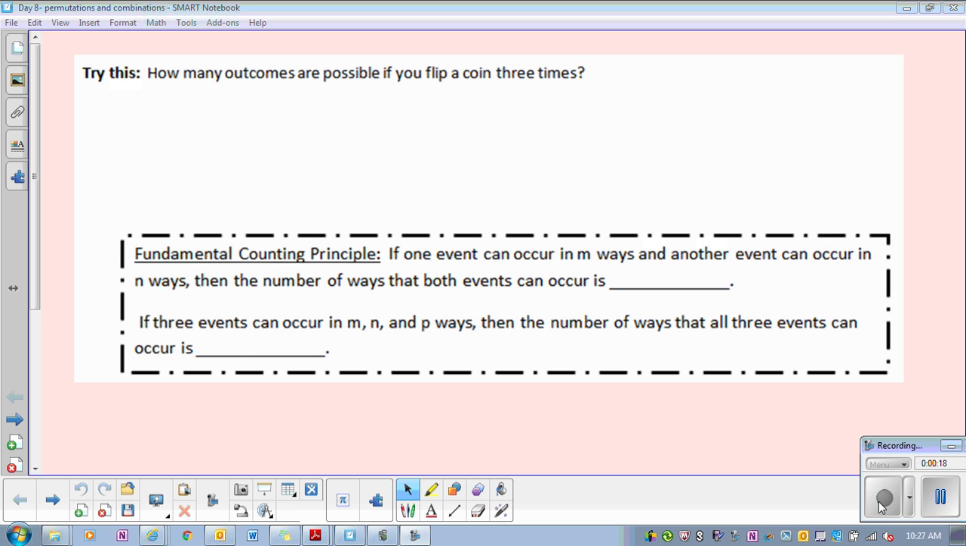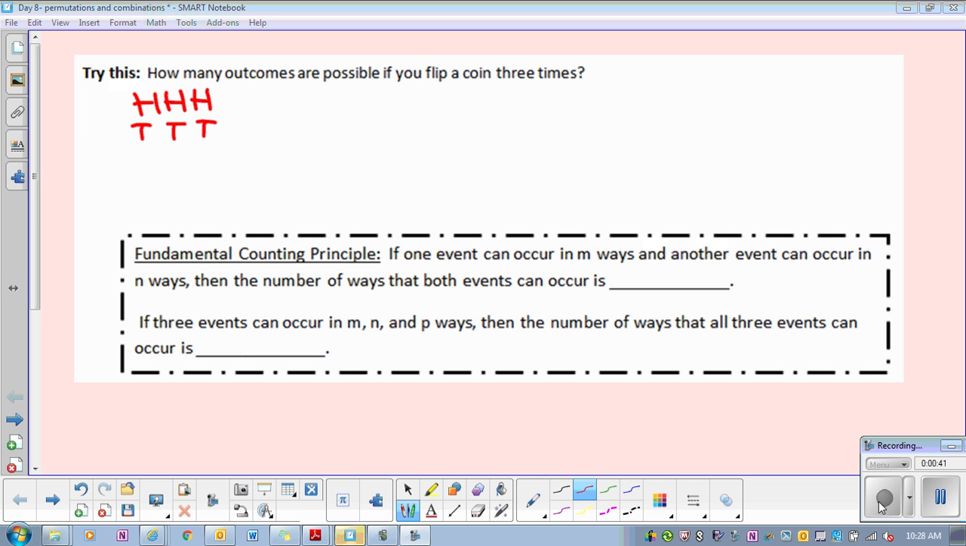First of all, if you flip a coin once, you have 2 chances. You could get heads or you could get tails. So if you flip a coin 3 times, you could get what? Heads, heads, heads. Tails, tails, tails.